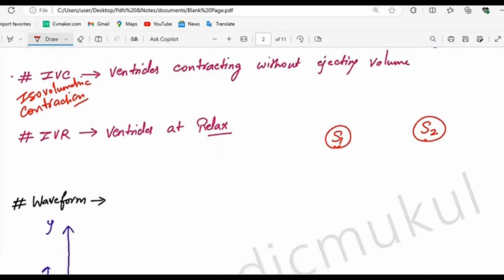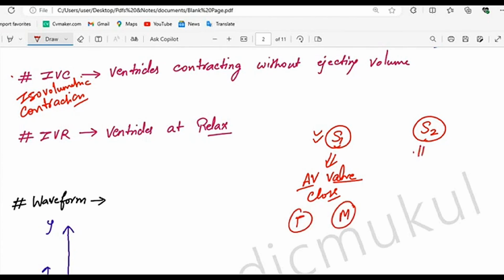Can you tell me when we will hear the S1 sound? The S1 sound will be heard when the AV valve closes, the atrioventricular valve closes, then we will hear the S1 sound. What is the atrioventricular valve? The valve present between the atria and the ventricles. On the right side it is the tricuspid valve, and on the left side, what is that? On the left side it is the mitral valve or bicuspid valve.